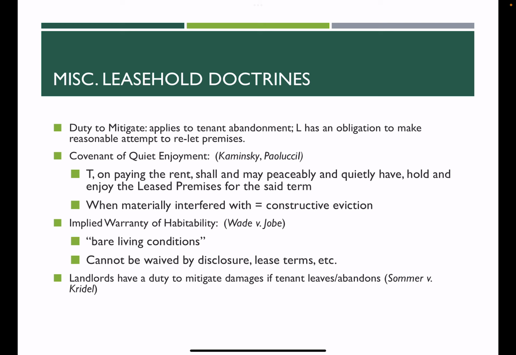All right, so then there were some miscellaneous leasehold doctrines that I've listed out for you all. One was the duty to mitigate, which applies to tenant abandonment, not surrender. So remember that surrender is essentially when you have a landlord and a tenant and they agree to end a lease early. So we would say that a tenant has surrendered the premises. An abandonment, on the other hand, is when a tenant vacates without justification and stops paying rent. This is the only time when the duty to mitigate arises.